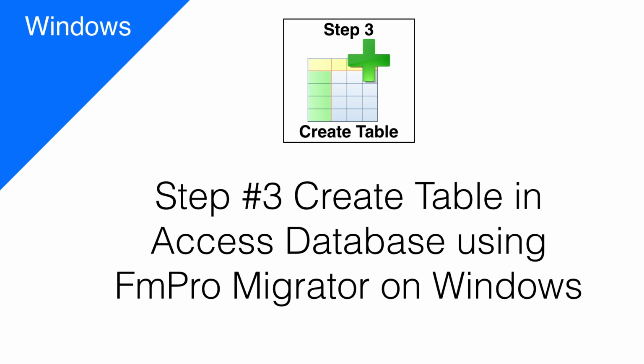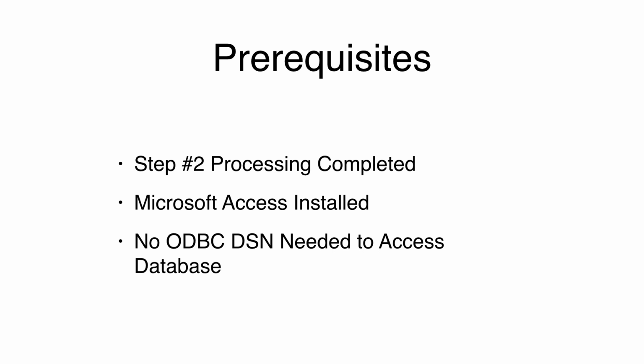During step number 3, FmPro Migrator uses the field size info gathered in step number 2 to create a table within a newly created Access database. At this point, you should have completed the step number 2 processing. The maximum size of each of the fields will be listed in the fields list of the migration process window. Previously deleted fields will not contain field size info.